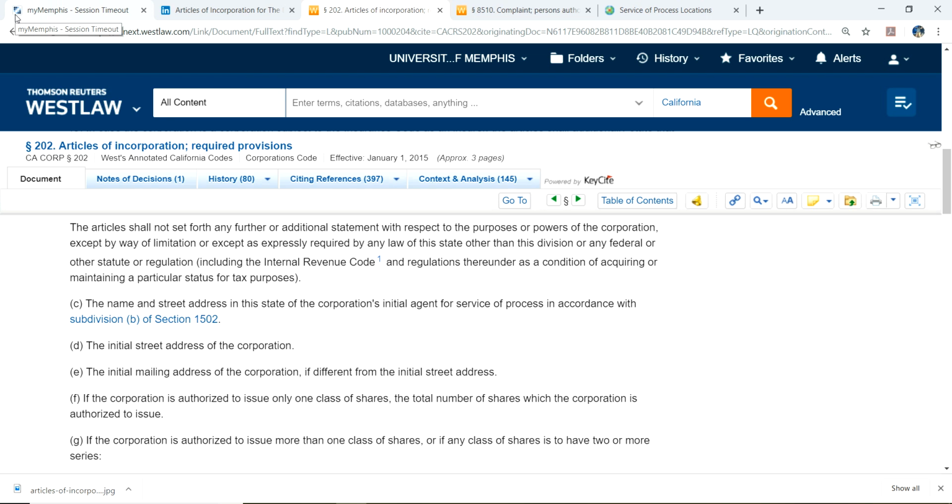Okay, so I found this kind of interesting in the California statute. It says that articles shall not set forth any further or additional statement with respect to the purposes or powers of the corporation except by way of limitation or except as expressly required by law of the state other than this division, or federal or other statute or regulation, including the Internal Revenue Code and regulation, as a condition requiring or maintaining a particular status for tax purposes. And I found under section 5 of the articles, let me bring that up for you.